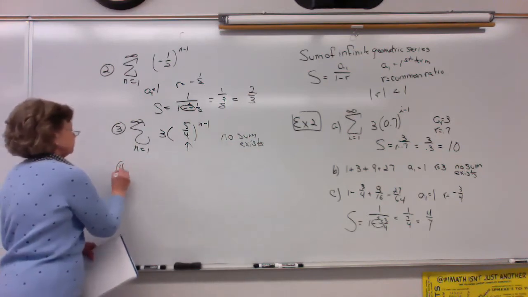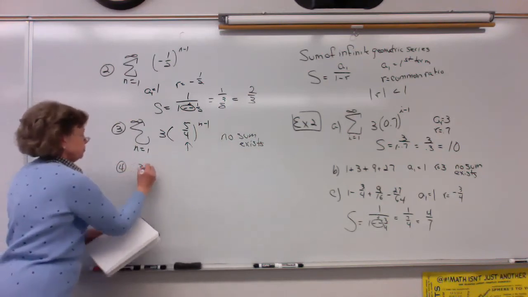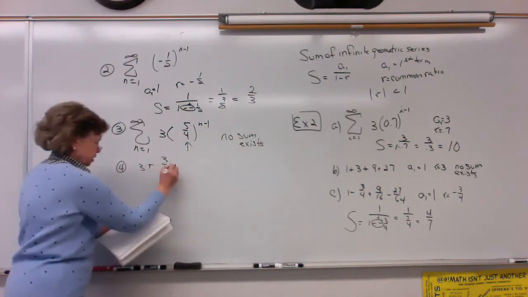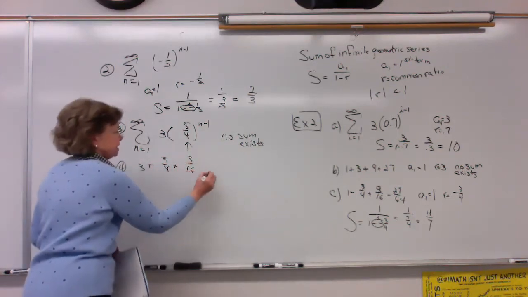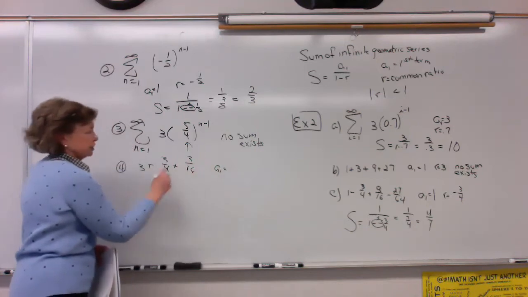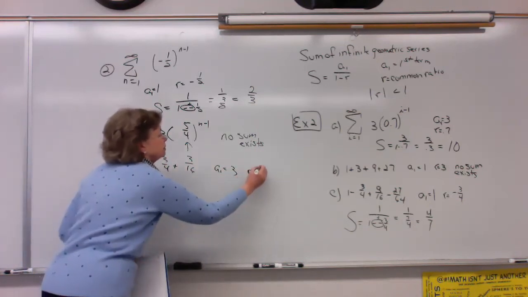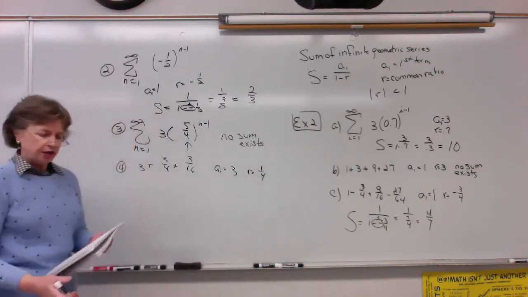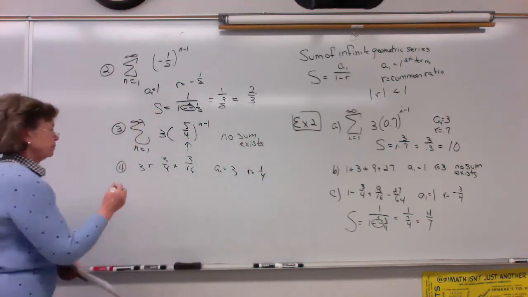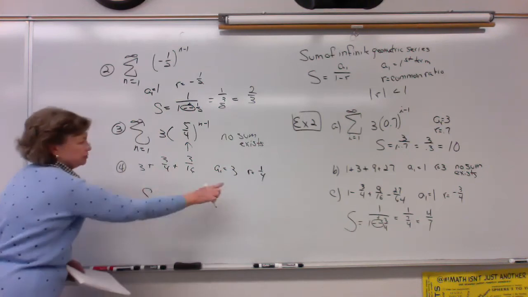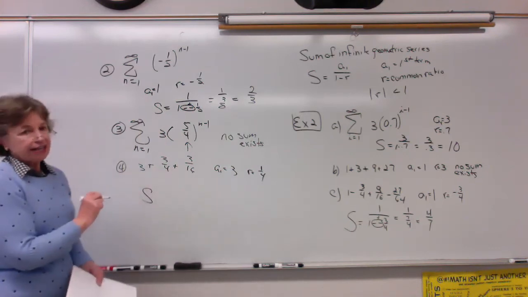And if I'm looking at number 4, 3 plus 3/4 plus 3/16. My first term is 3. And when I divide 3/4 by 3, I know my common ratio is going to be 1/4. And therefore, when I'm setting this up, 1/4 is less than 1. So I definitely have a sum.